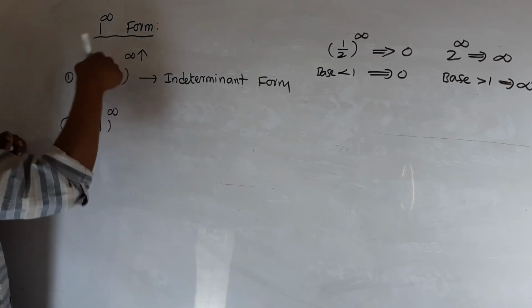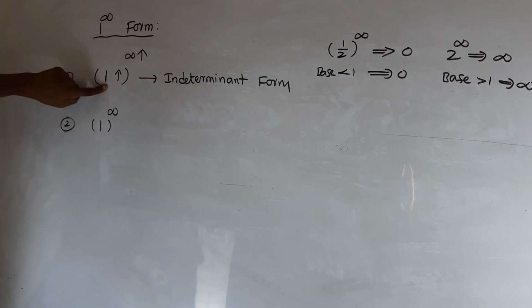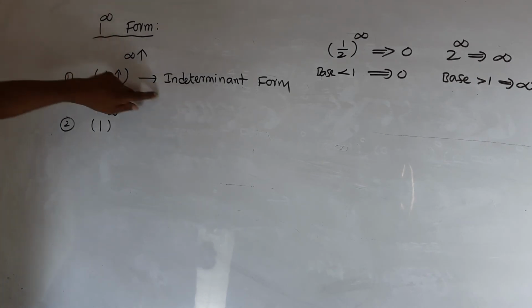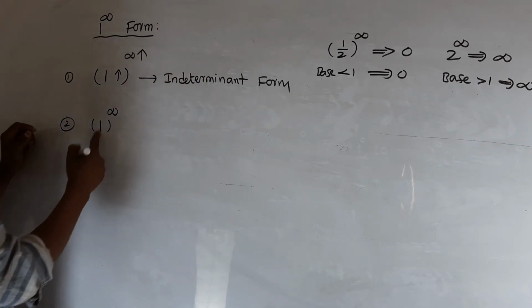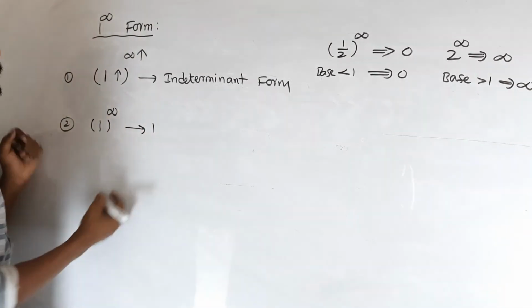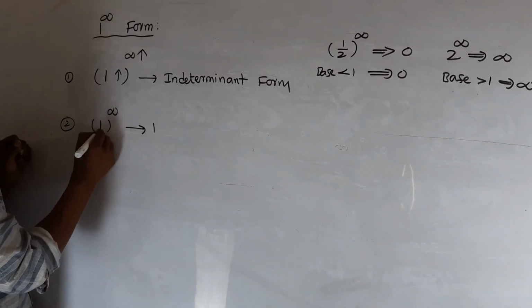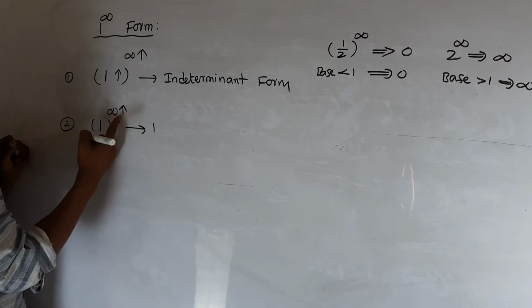Next class we will explain problems, important problems will come. Just memorize: base approaches 1, power approaches infinity, it is indeterminate form. So 1 power infinity, 1 power anything is 1. That is a determinate form. 1 power infinity, it means base exactly 1, power approaches infinity.